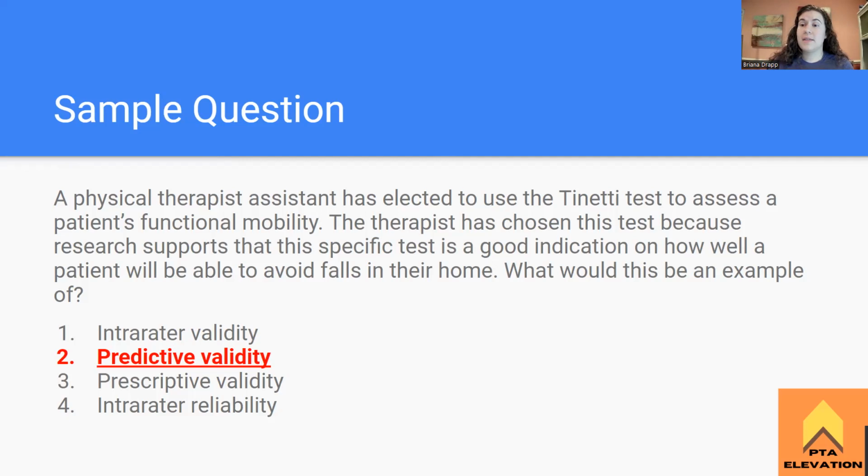We're talking about that this test will predict if this patient's going to fall. So this is a predictive validity test because we see patients that score really badly on the Tinetti test end up falling. It's not always a causation kind of thing, but we can see that there is a higher correlation of patients falling who score badly on the Tinetti test. Now the intra-rater reliability. We haven't measured anything twice. That's usually when we can talk about intra-rater reliability, if the question talks about they measured it one time and then measured it another time, or the same person measured it twice. All that we're saying is this person chose this test because it predicts behavior, which would be predictive validity. So that is why number 4 is wrong.